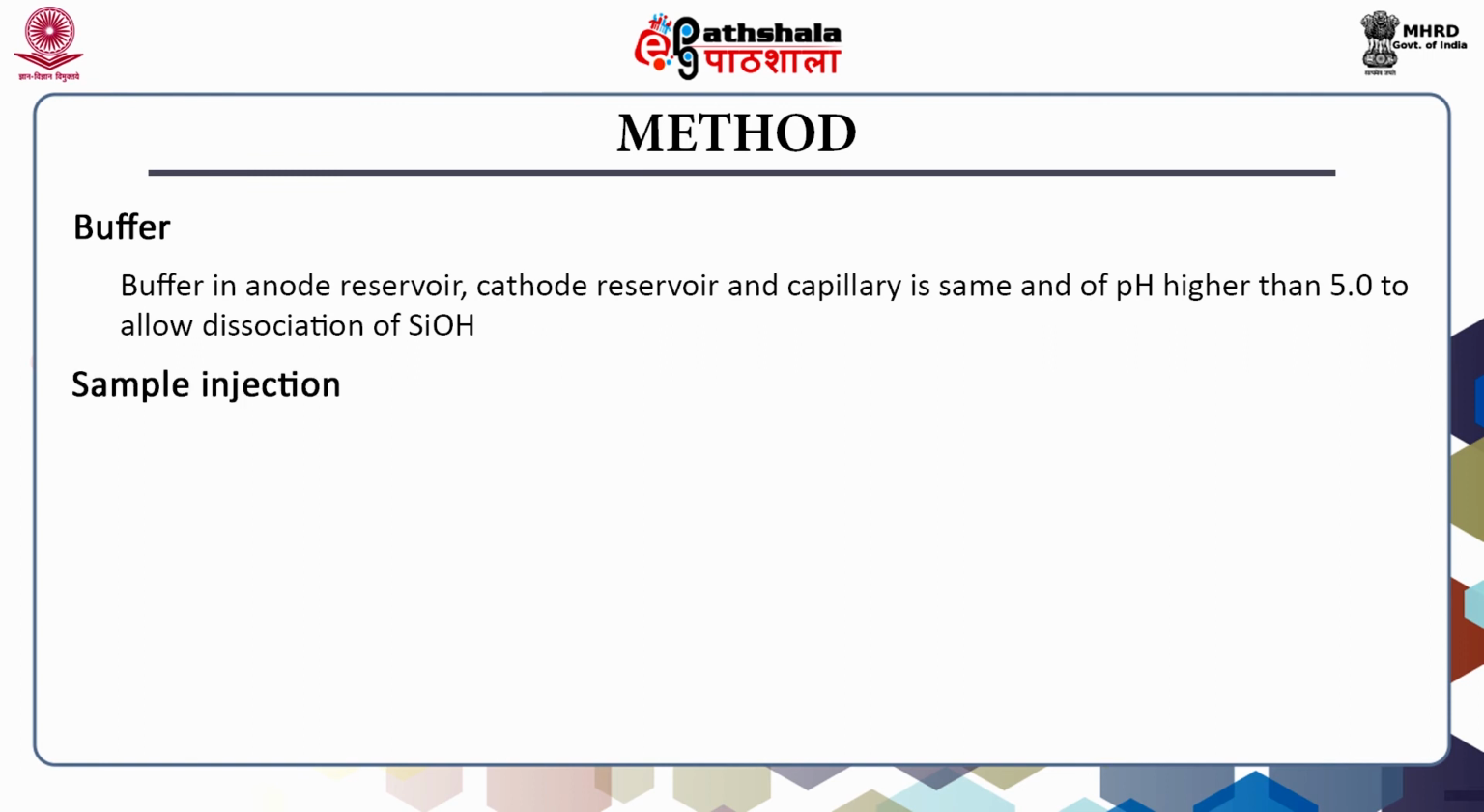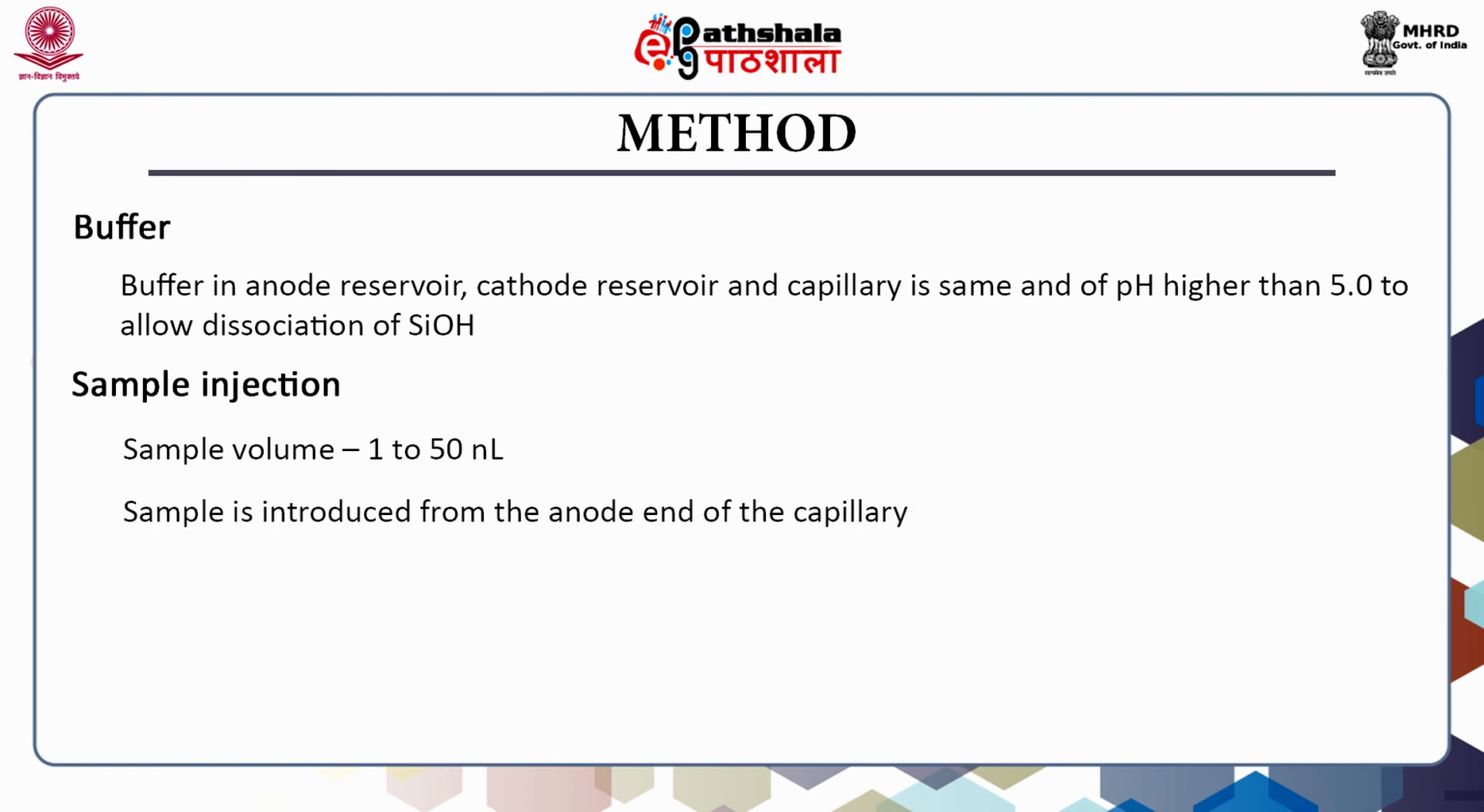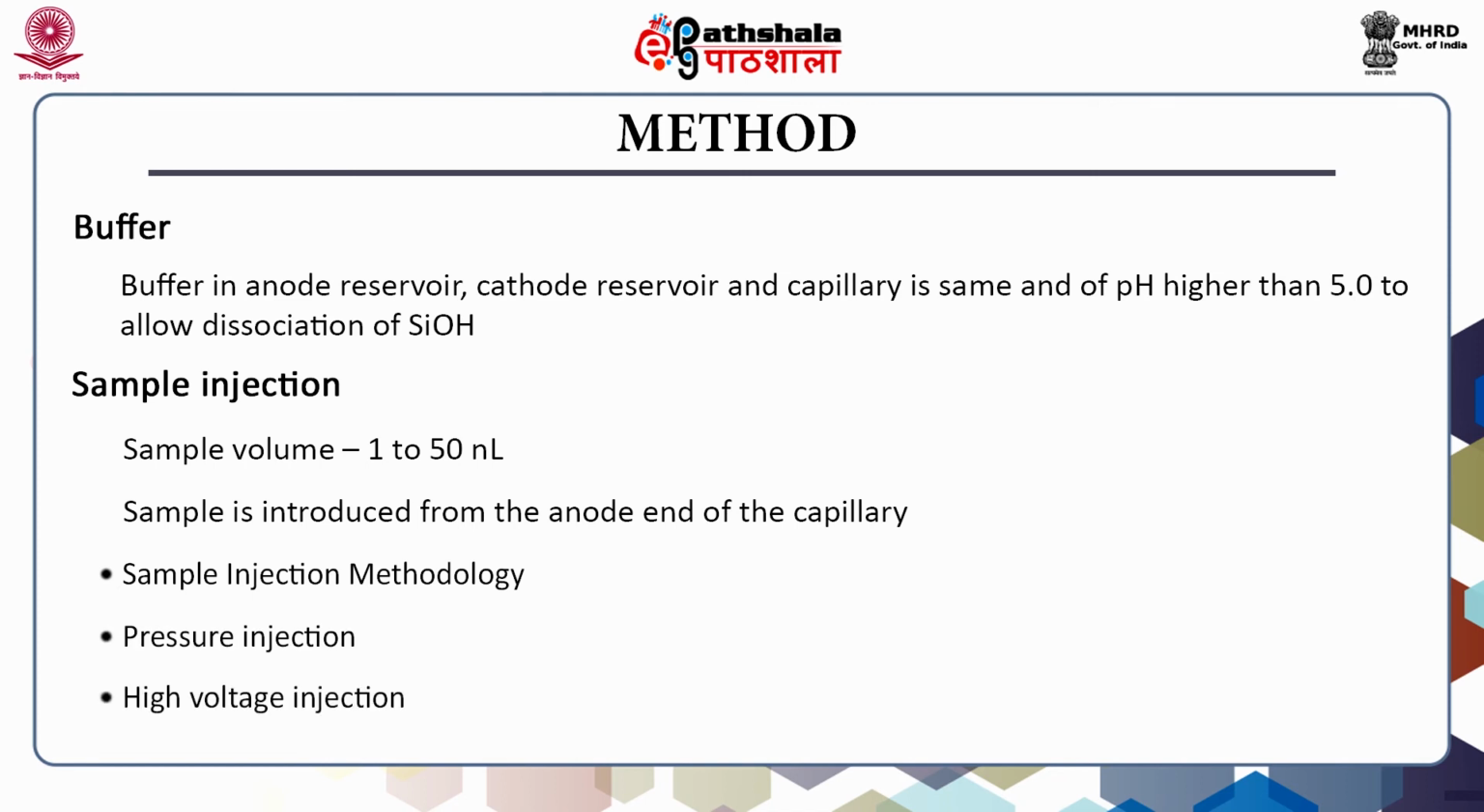The sample injection is very critical in capillary gel electrophoresis, where 5 to 30 micrometer cubed of sample solution is introduced from the anode end of the capillary by one of two methods: one is pressure injection and the other one is the high voltage injection.